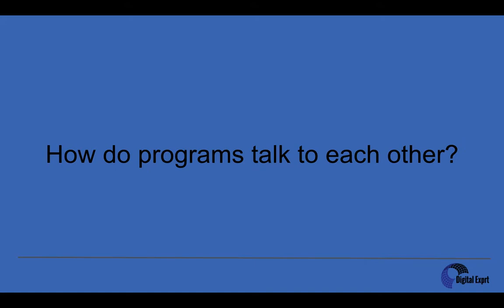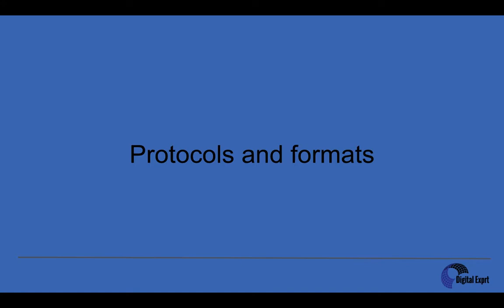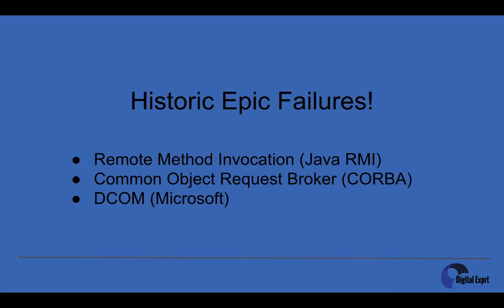Let's look at how programs talk to each other. They talk by using protocols and formats. In the old days, and I call those historic epic failures, we had several attempts to build those protocols. One is the old school remote method invocation, RMI, which is used in Java, where we are marshalling and demarshalling Java objects across the wire. Another epic failure was CORBA, or Common Object Request Broker, which didn't go anywhere. Also, Microsoft had their version called DCOM.